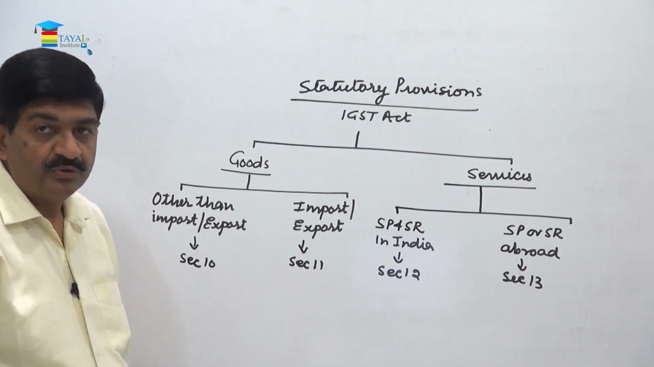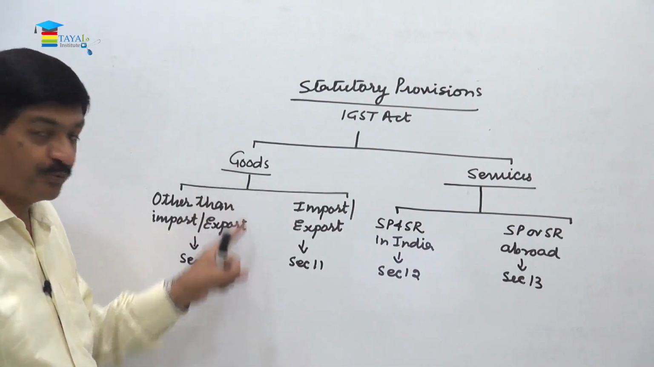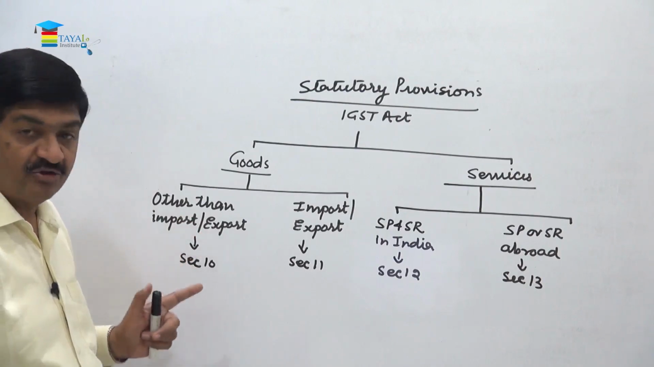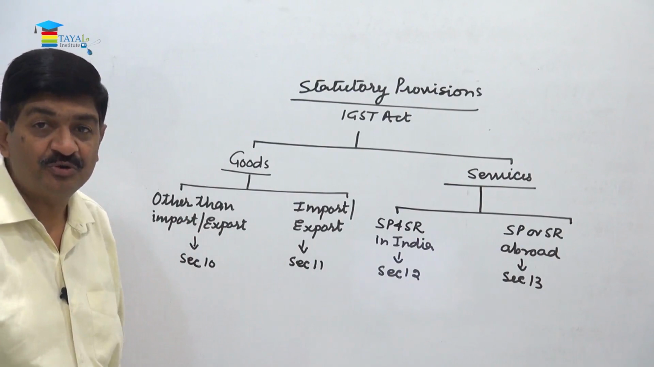So in this video, we will be doing up to this, and the next video will start with this portion, place of supply in relation to goods, section 10 and section 11. That is going to be the next video.